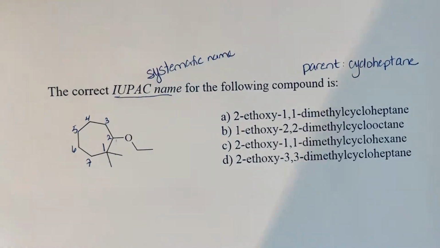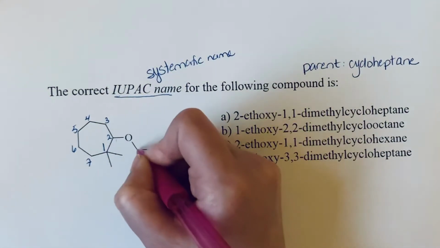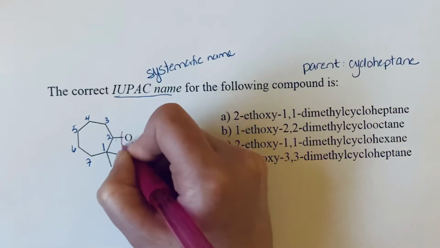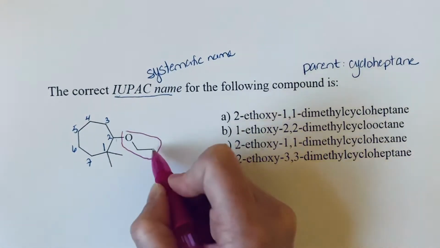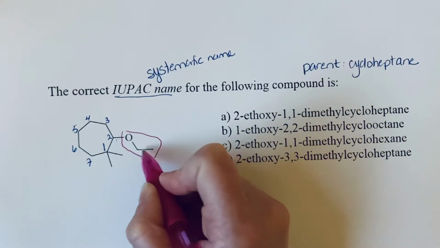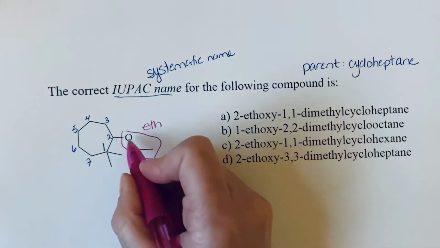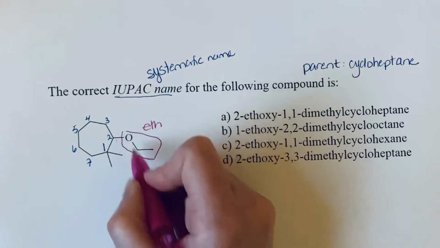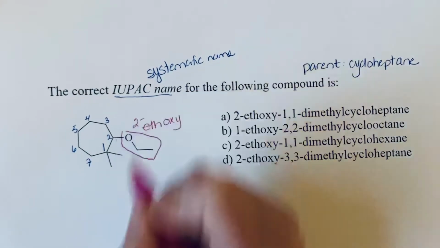And so let's take a look at these substituents. At carbon number 2, we have an oxygen and a 2 carbon atom chain. And this is an ether. So we name it for the carbon chain. There's 2, so that's eth. And because we have an oxygen there and it's an ether, we say ethoxy. So we have 2-ethoxy.